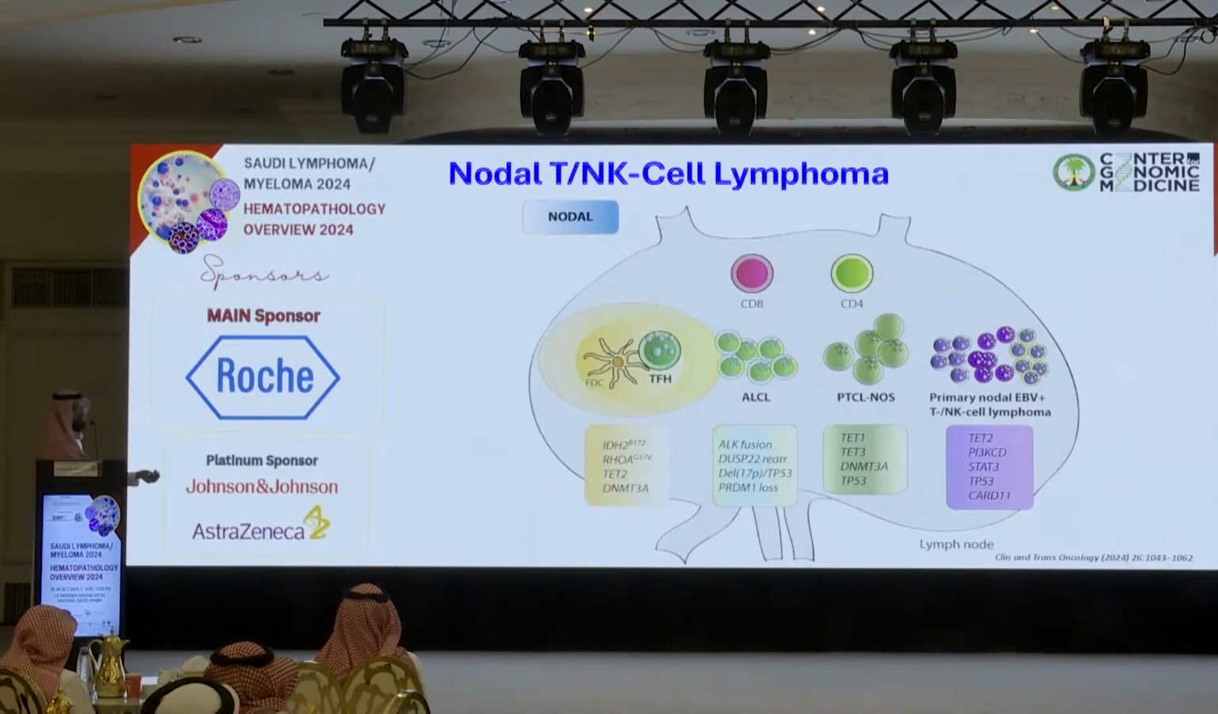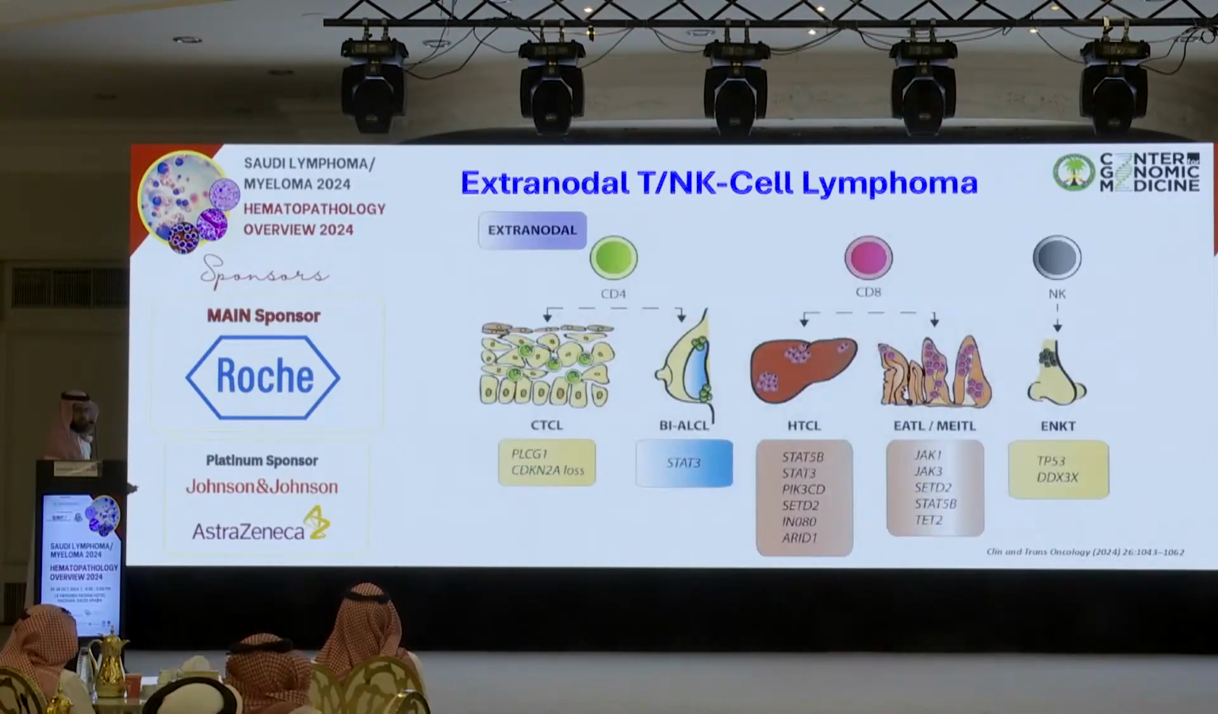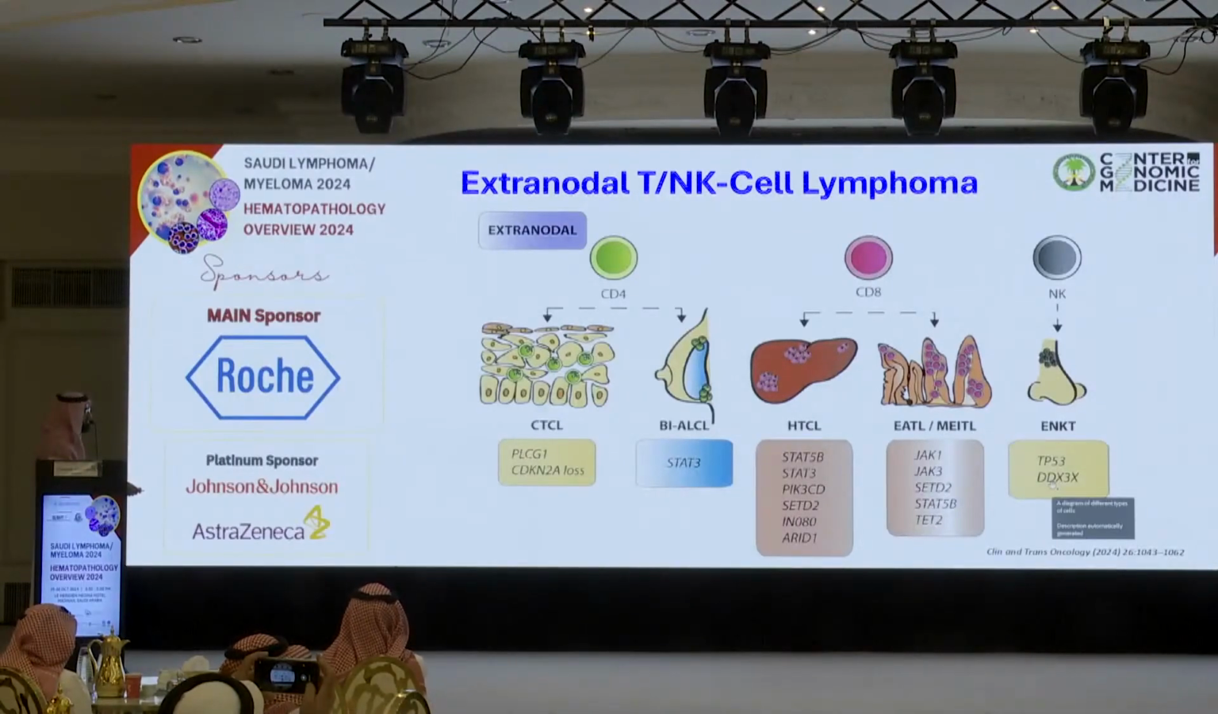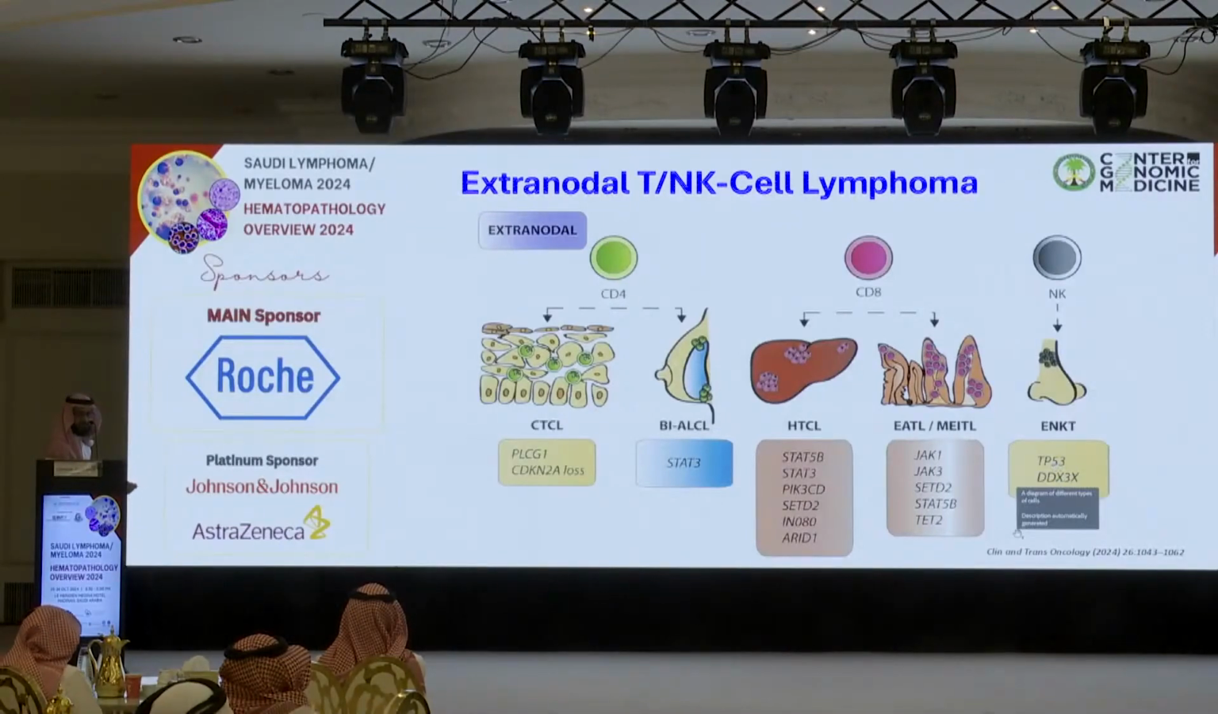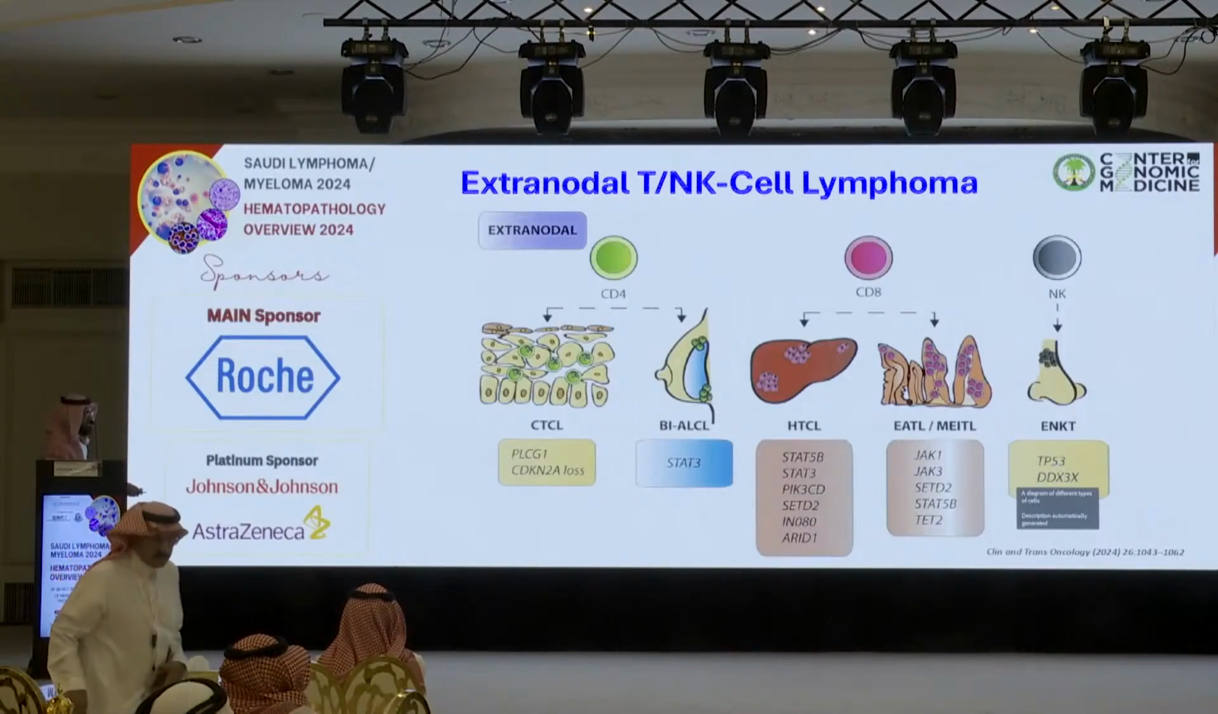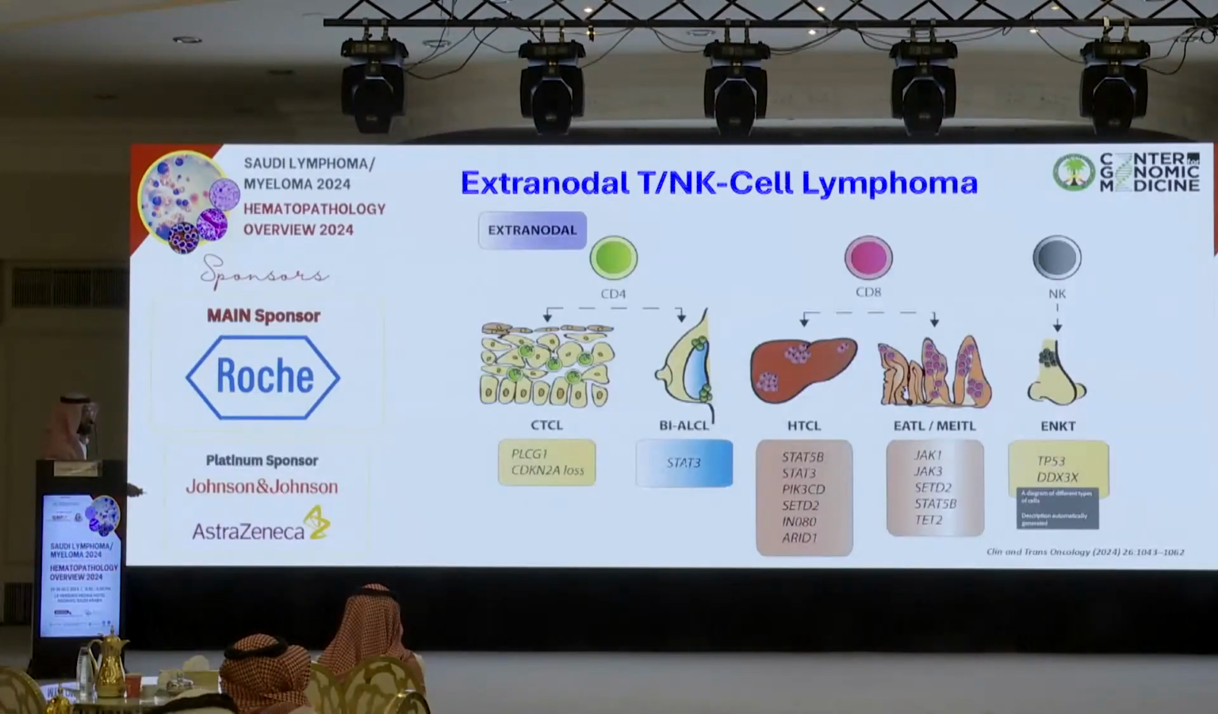There are extranodal T-cell lymphomas. I will not go deep into this because there is another talk about cutaneous T-cell lymphoma. But with cutaneous T-cell lymphoma, we have a good mutation, PLCG1. This is the next target. So this will be a very critical mutation. And breast implant associated ALCL. Even though the name is ALCL, it's totally different than ALCL. So it doesn't have DUSP22, doesn't have TP63, doesn't have ALK. It has STAT3 mutation, and STAT3 mutation is not specific, but very common in breast implant associated ALCL.